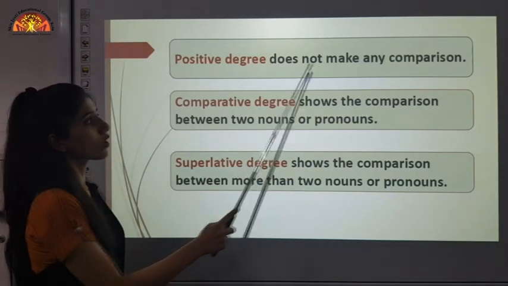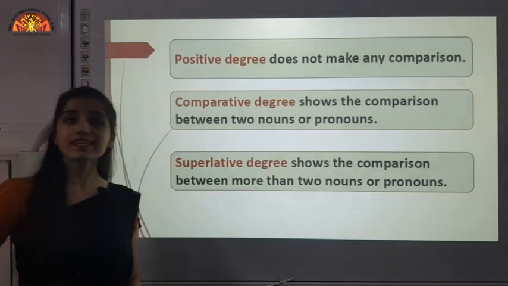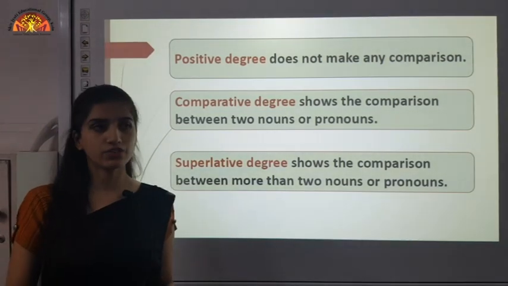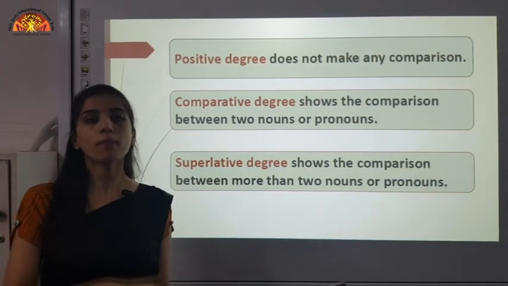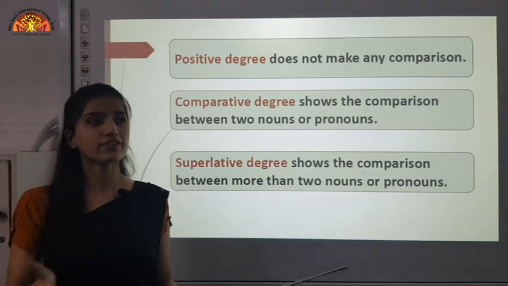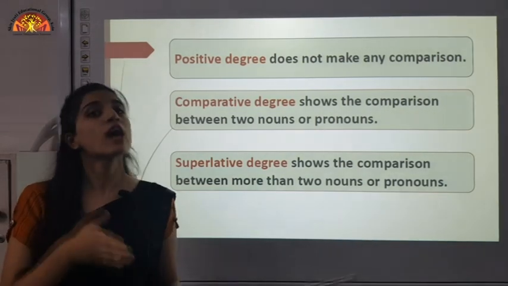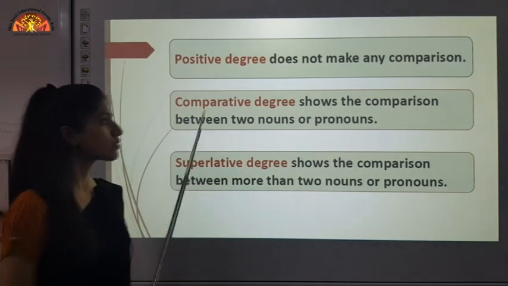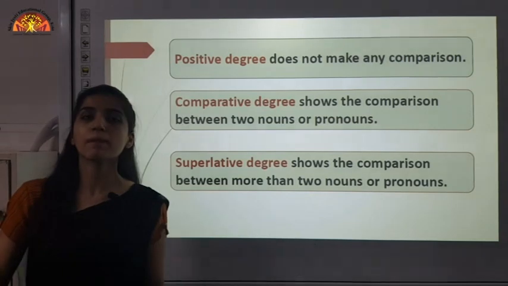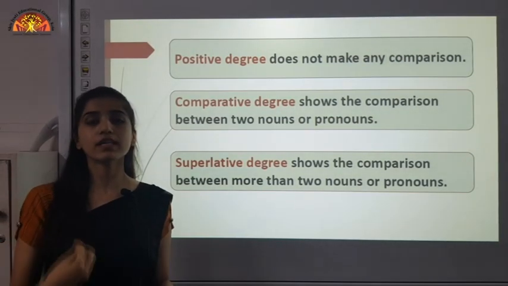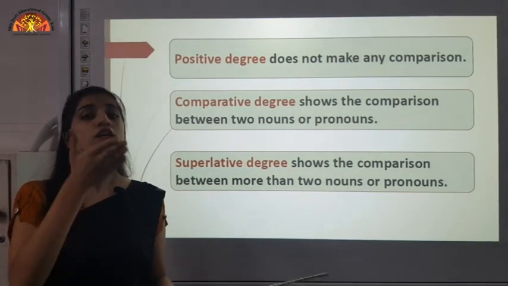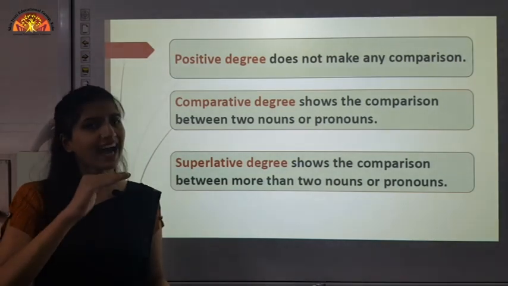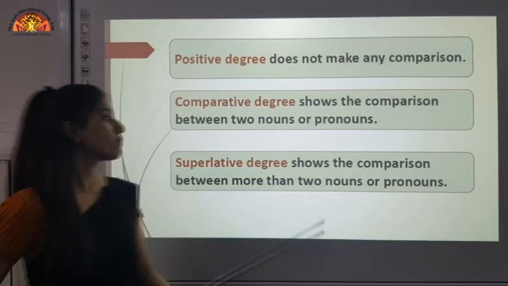Positive degree does not make any comparison. This is the first degree. It does not show any comparison between the adjectives. Here we are talking about a noun or a pronoun that we use with the basic form of an adjective. But comparative degree shows the comparison between two nouns or pronouns. So, when we talk about the comparative degree, we show comparison between two nouns or pronouns. This is a higher degree than positive.